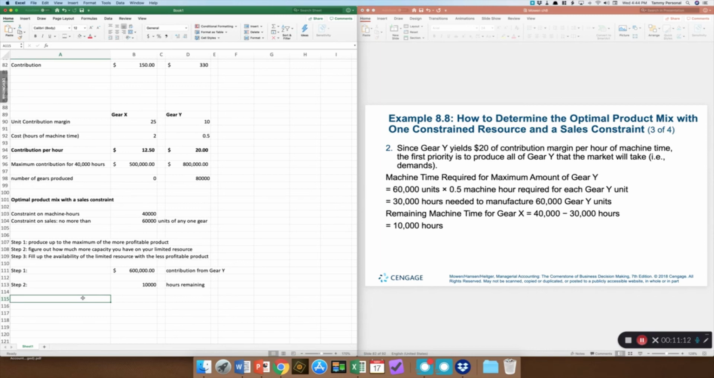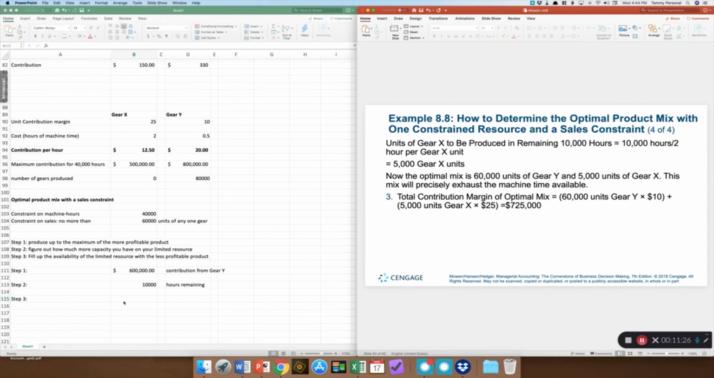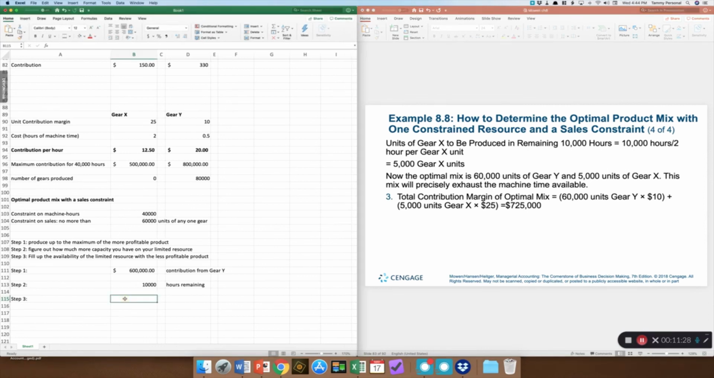We have 10,000 hours remaining, and then step 3 is fill up the availability of the limited resource with the less profitable product. So we're going to take 10,000 hours, and we are going to use that for making our gear X. So we've got 10,000 hours, and it's going to take us 2 hours per unit, which gives us 5,000 units of gear X.